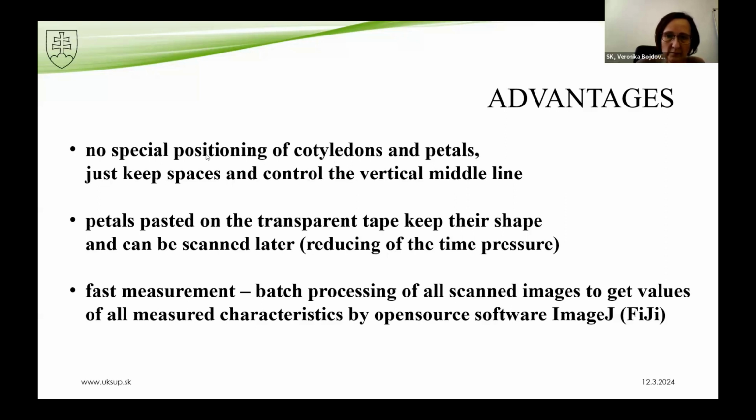Pasting the small petals on the transparent tape keeps their shape and allows us to process samples later by scanning, which reduces the time pressure of the DUS experts in the period of plant samples collection. And the biggest advantage is, of course, the fast measurement and processing of all scanned images in one step to get the measures of petals and cotyledons characteristics.